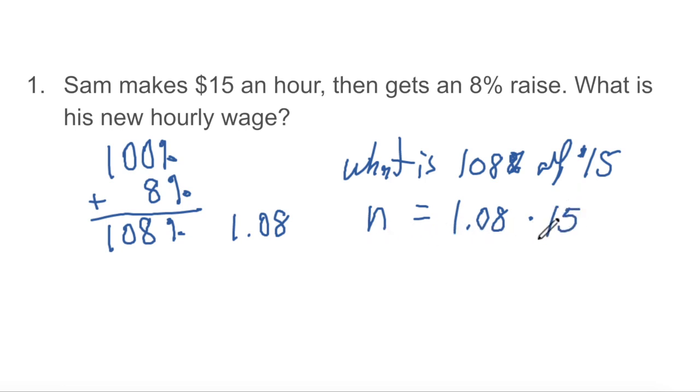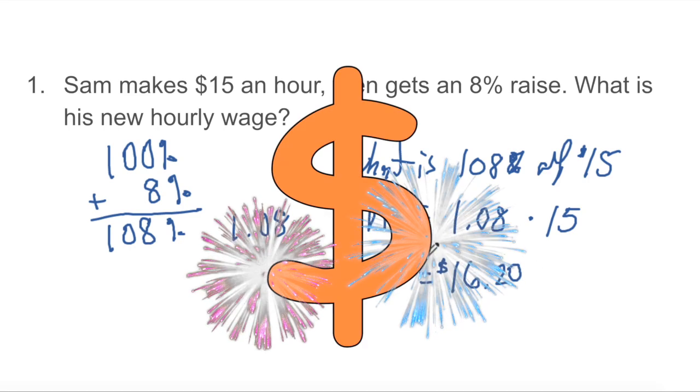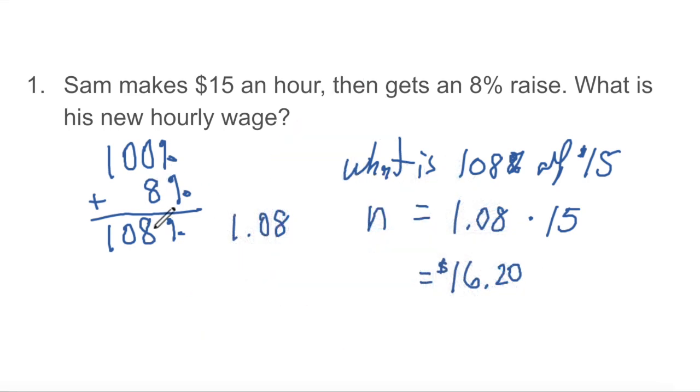Now we just need to multiply these out to find n, his new pay, which is 16.2. So his new pay is $16.20. We can add a 0 in there. So 108% of $15 is $16.20.